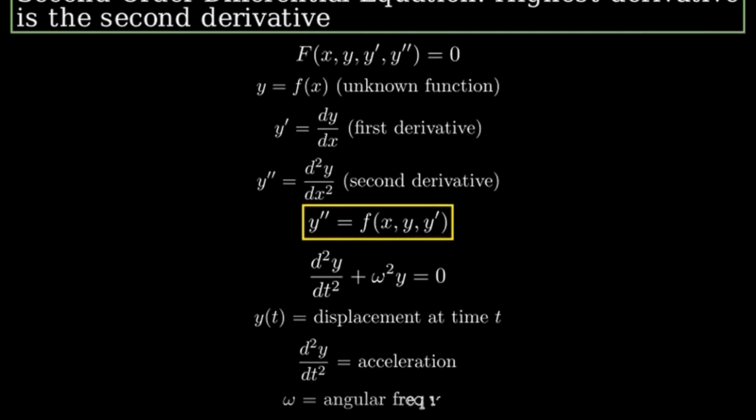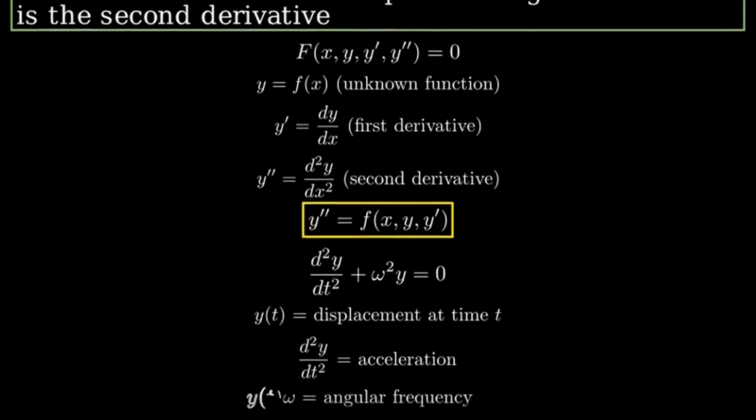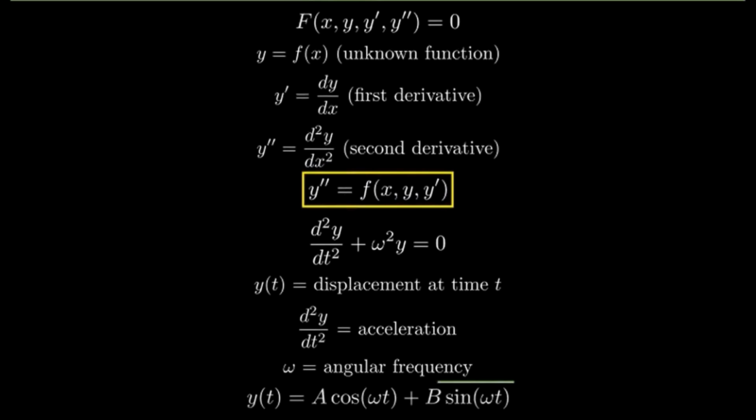Omega squared is a constant where omega is the angular frequency of the oscillation. Since the highest derivative is the second derivative, this makes it a second-order differential equation. A possible solution to this equation is y of t equals capital A cosine omega t plus capital B sine omega t, where A and B are constants determined by initial conditions.